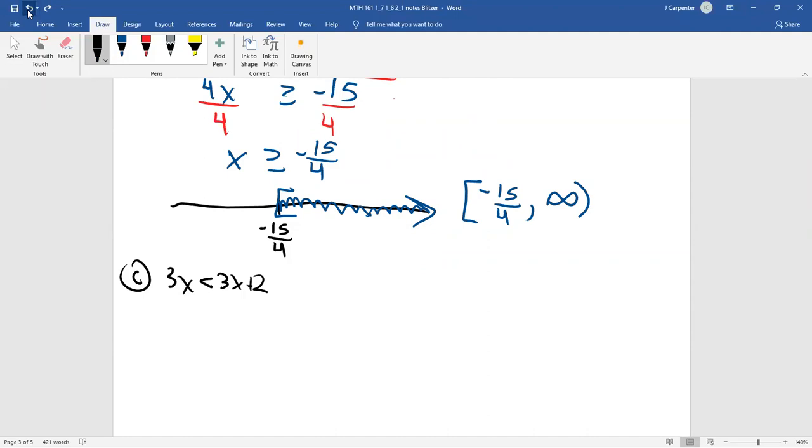All right, so 3x is less than 3x plus 2. What do we do? We move all the variables to the left no matter what. That's a positive 3x on the right, so we're going to subtract it. And when you do this, something weird happens. 3x minus 3x is nothing. So here's our less than symbol.